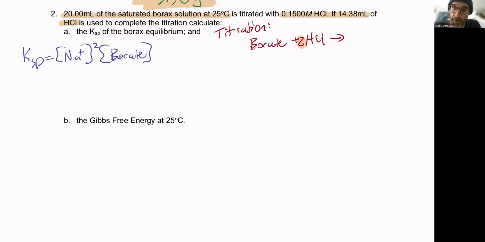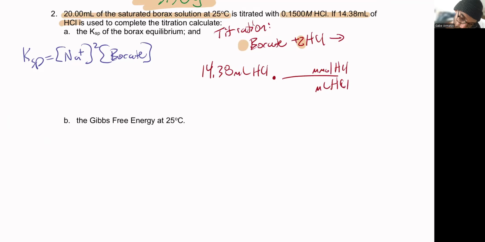2-to-1 for the borate. Okay, so we're going to start again. We start with volumes when we're doing a titration. So I'm going to start with 14.38 milliliters of my HCl because that was the volume, times a fraction. I want the milliliters of HCl to go away. And because we're in mils, we're also going to be in millimoles of HCl. 0.1500 millimoles of HCl over 1 milliliter. Mils cancel. Right now I have millimoles of HCl, but I am looking for borate concentration because I need the borate concentration to plug in here.